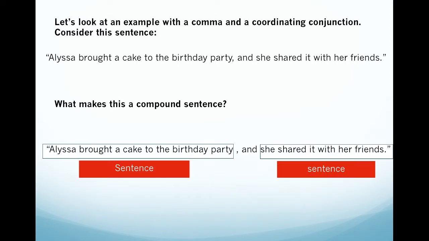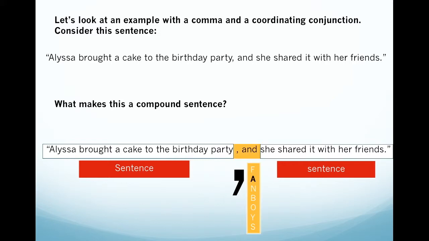Alyssa brought a cake to the birthday party. She shared it with her friends. As you can see, the comma and the coordinating conjunction are connecting two complete thoughts or sentences.